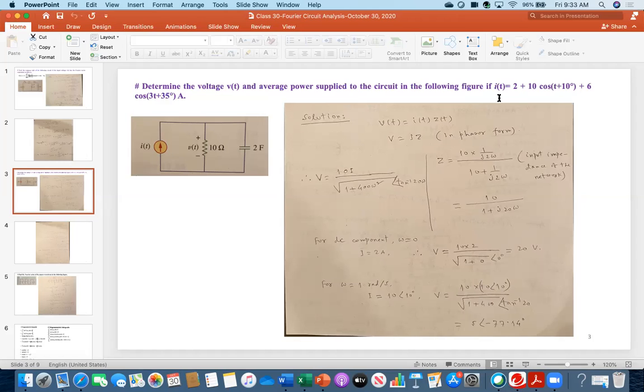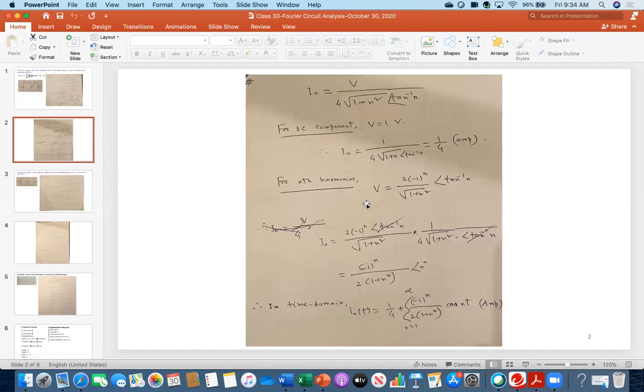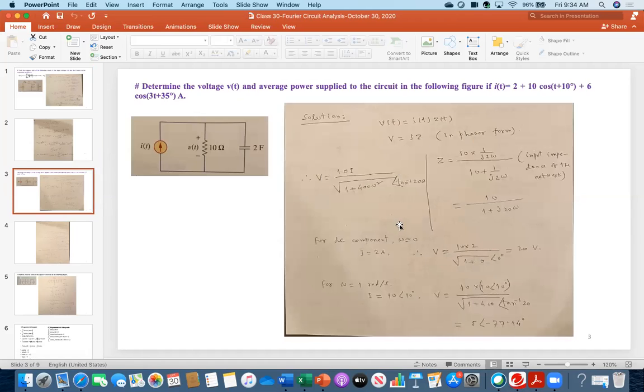So it depends on the complexity of the calculation and how long it will be. It depends on how many terms, how many components are in the input. For example, in the previous problem there were 2 terms, 1 DC and 1 sinusoid, so we did it twice. But for this problem you have to consider 3 cases: the DC case, 10 at an angle of 10 degrees with omega 1, and 6 at an angle of 35 degrees with omega 3. So you have to consider 3 situations. That is the difference, and then the rest you can do.